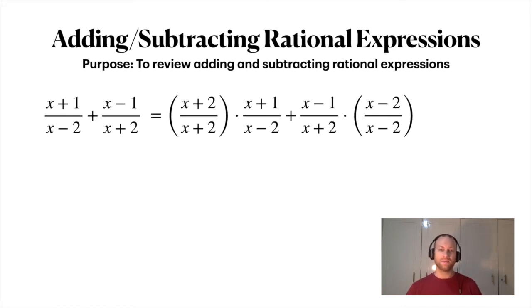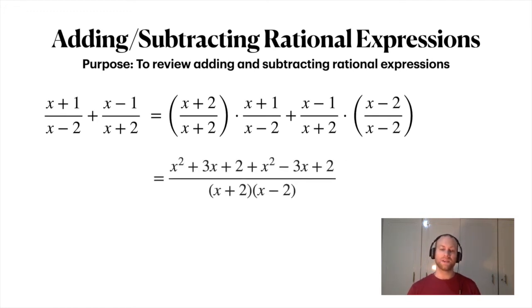Now what you do is you multiply the x plus 2 on the top times x plus 1. Get your expression, do the same thing for the other one. I'm going to leave the denominator factored so that if I can cancel anything out, we'll do that at the end. So as I said, this x squared plus 3x plus 2, that's just multiplying the first two terms. x squared minus 3x plus 2 is multiplying the numerators of the second term.